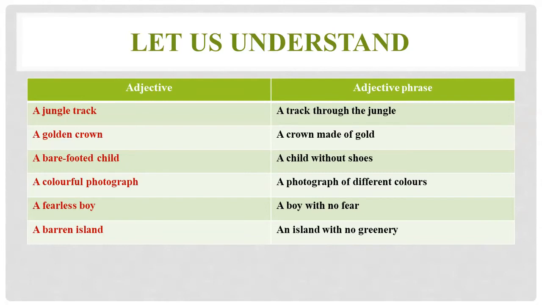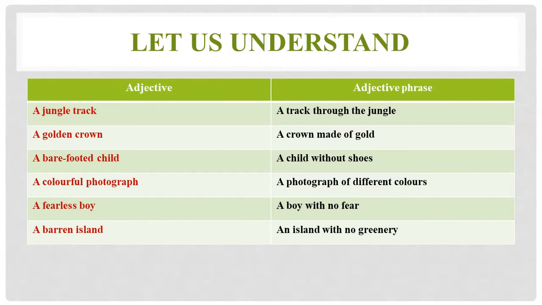A golden crown. Crown is the noun. Golden is the adjective. A crown made of gold. Made of gold is a group of words that describes the noun crown. So this is an adjective phrase. Made of gold is an adjective phrase. A barefooted child. A child without shoes. A colorful photograph. The adjective colorful is replaced with the adjective phrase of different colors.